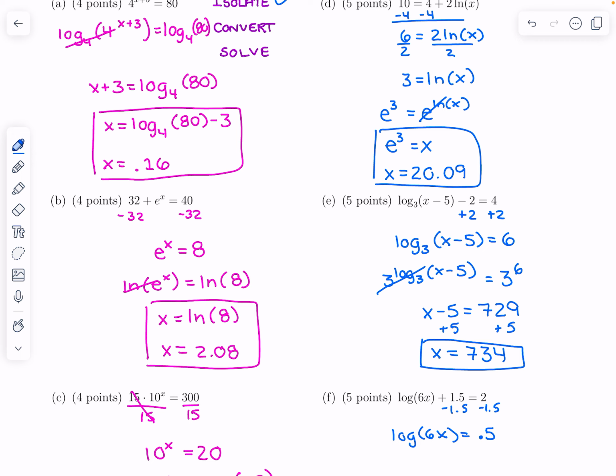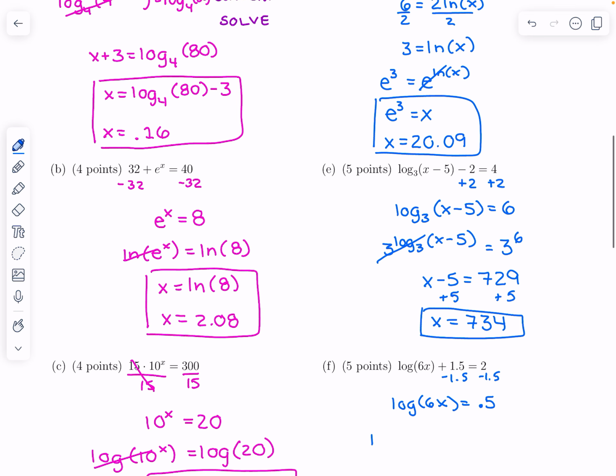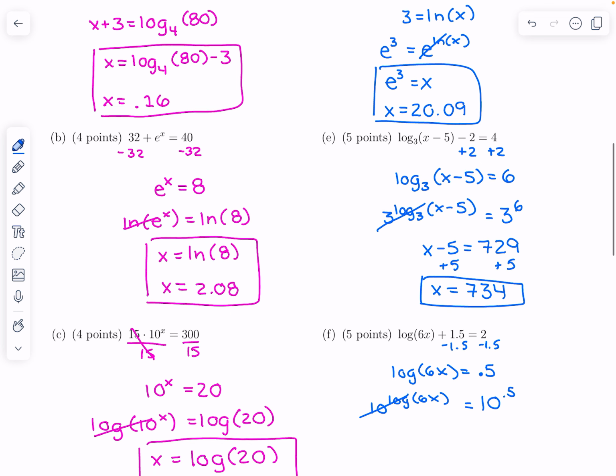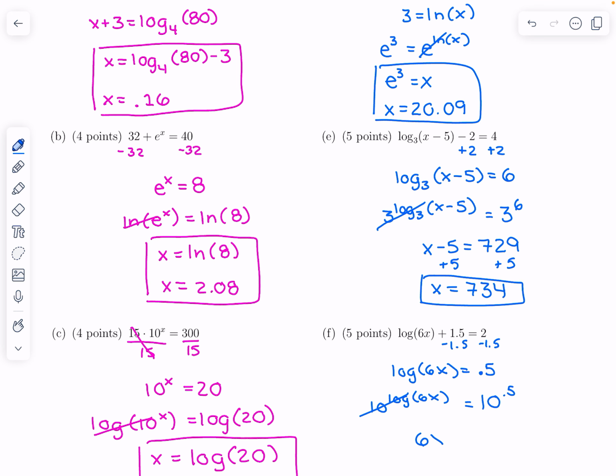And now we're going to convert to an exponential. So it's the common log, which means it's base 10. So my next step is to convert. I'm going to use base 10 of both sides. So 10 raised to the log of 6x, that way they cancel. And on the right, raise 10 to the 0.5, which I'm going to have to grab my calculator to figure out what that is. I have 6x equals 10 to the 0.5, which is a crazy decimal, so I'm going to actually just leave it as 10 to the 0.5. That way I can get my exact answer.